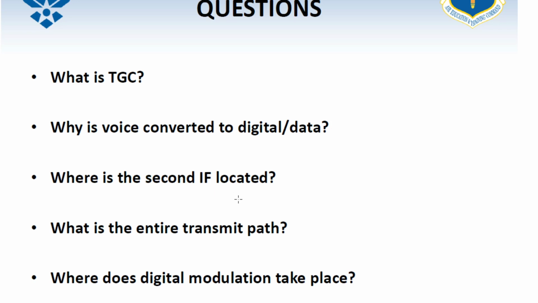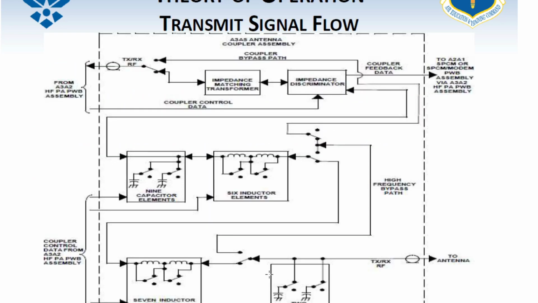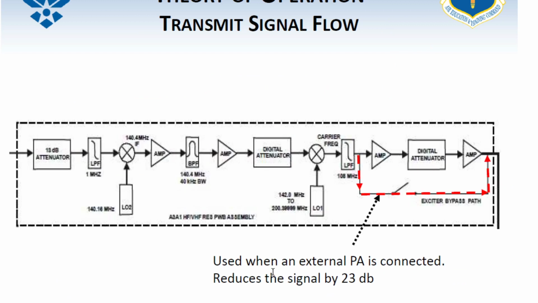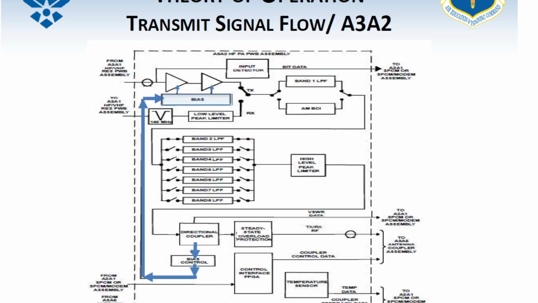Where is the second IF located? What subassembly? Would that be the A3 upper chassis assembly? It's in the A3 upper chassis assembly, but remember, what was the question I just asked you? What subassembly is it located in? A3-1 or A3A1? Let's see if you're correct. Boom, there it is. A3A1. Outstanding. Very good.